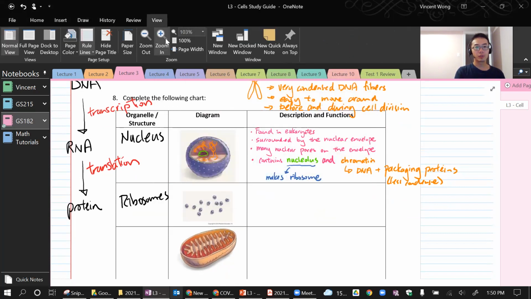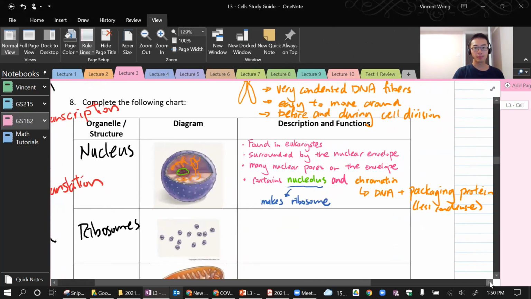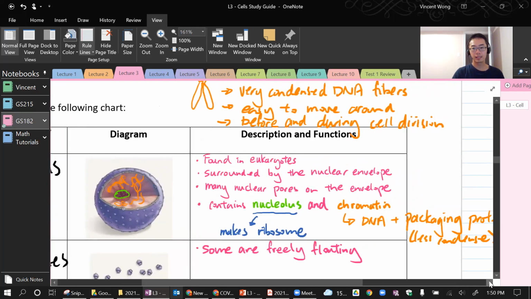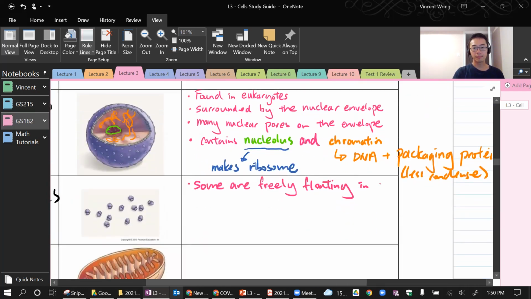Couple things for the ribosomes. First of all, some are freely floating in the cytoplasm. And as you know, some are attached to the rough ER.